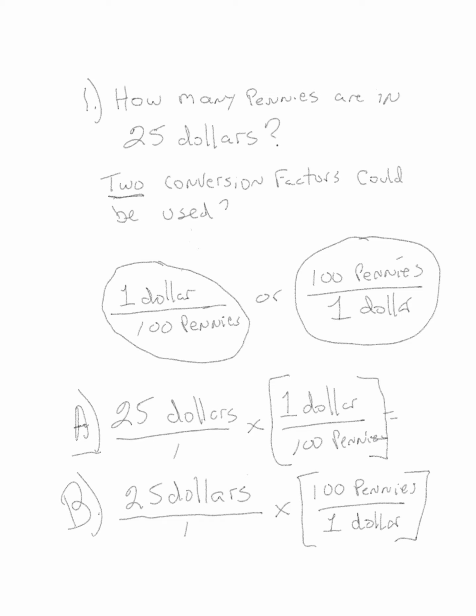And we know this is not the right conversion factor to use, because if I multiply 25 times 1 divided by 100, that's going to come up with 0.25. So I know $25 is not 0.25 pennies.